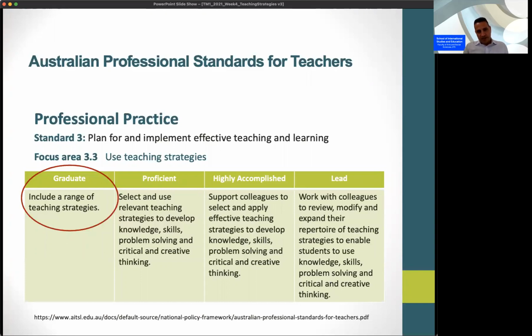So if we start by having a look at the slide that's in front of us, and this is from the Australian Professional Standards for Teachers, the domain that we're looking at with this specific strategy is professional practice. And more specifically, we're looking at 3.3, which is include a range of teaching strategies. So let's try and unpack this for you a little bit.